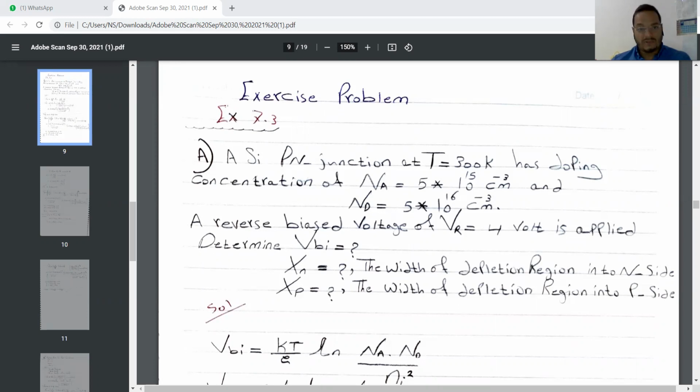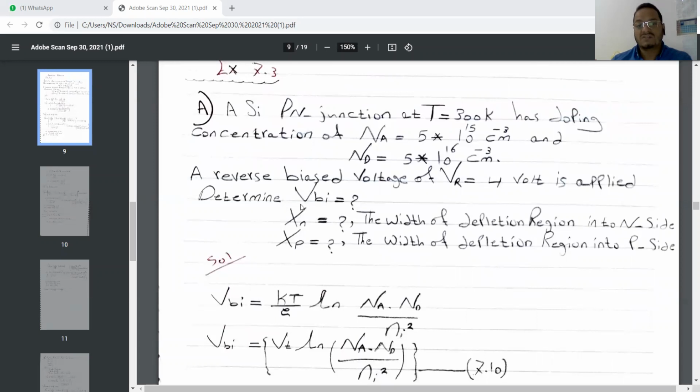Like we see here at example 7.3, we're dealing with a silicon p-n junction at room temperature, with doping concentrations of acceptor concentration equal 5 × 10^15 and donor concentration equal 5 × 10^16. A reverse bias voltage, that means VR equal to 4 volts, is applied. The author wanted us to determine the built-in barrier potential and the width in the N region and the width in the P region of the depletion region on both sides. Yes. Let's start from VBI.